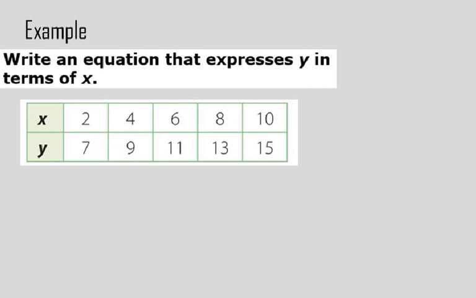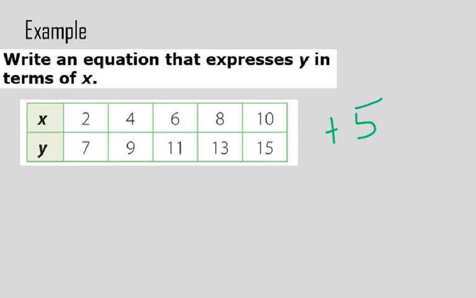Let's see if it works for our next ordered pair. We have an input of 4, and 4 plus 5 would give us 9. 6 plus 5 would give us 11. 8 plus 5 is 13, and 10 plus 5 is 15. So here we have a constant of plus 5 each time.